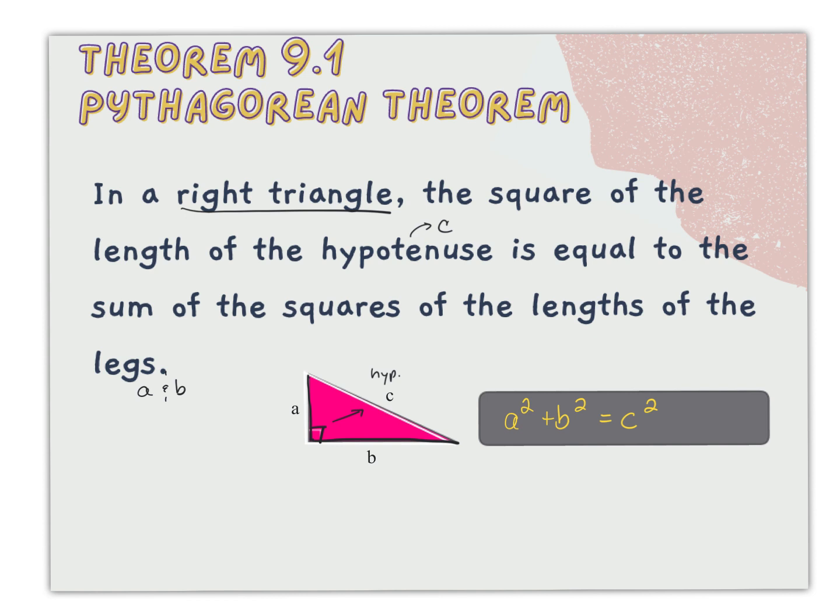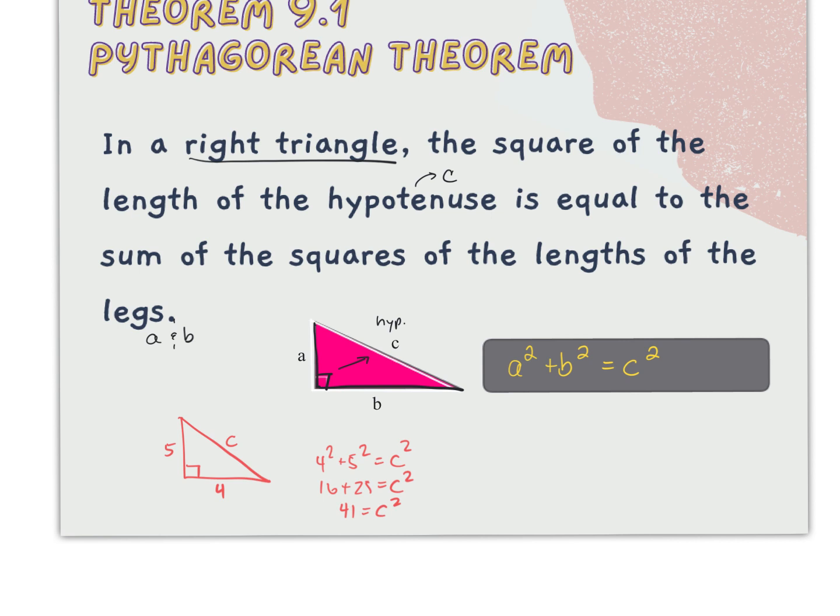So if I happen to have a right triangle here, and I tell you that this leg is 4 and this leg is 5, and I ask you to identify the hypotenuse, you're going to do 4 squared plus 5 squared equals the hypotenuse squared. 16 plus 25 is the hypotenuse squared. We're going to do 41 equals c squared. And since I'm looking for c, I take the square root of both sides, and c is the square root of 41. And that's a simplified radical, and you're done with that.